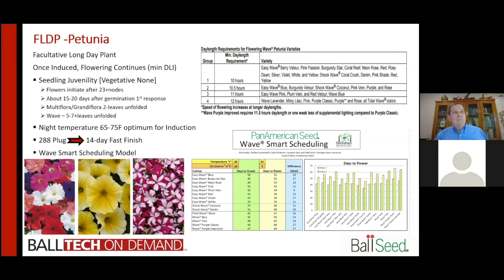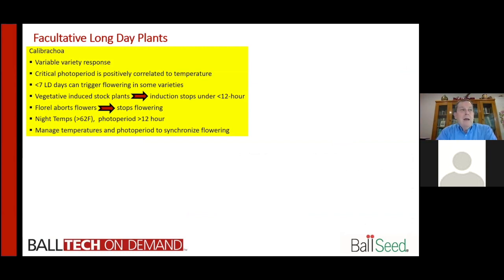So hopefully you understand facultative long day plants. Petunia is the classic. Critical temperature, get in the zone, get the plants up to size, induce them to flower. Usually you can induce them with about a week of long days. And then at that point they're induced, and then transplanting them and giving them enough light, they'll just flower right straight through. Let's quickly move on to some other plants.